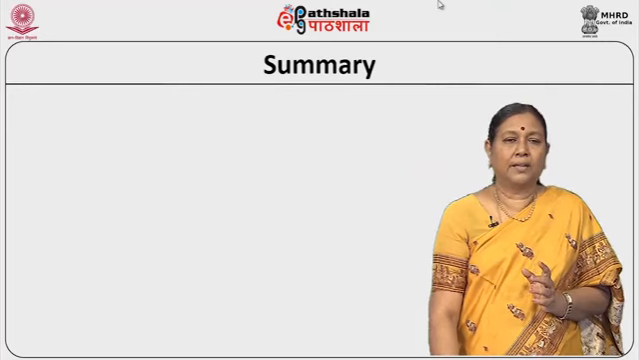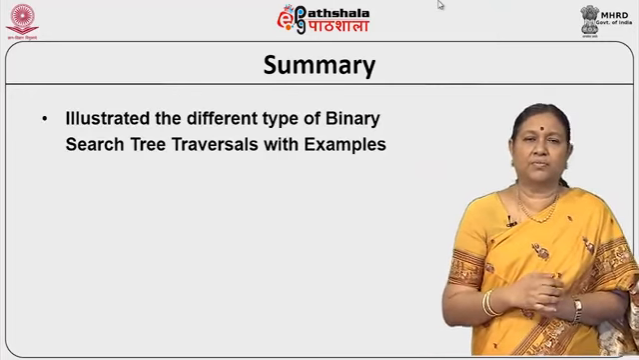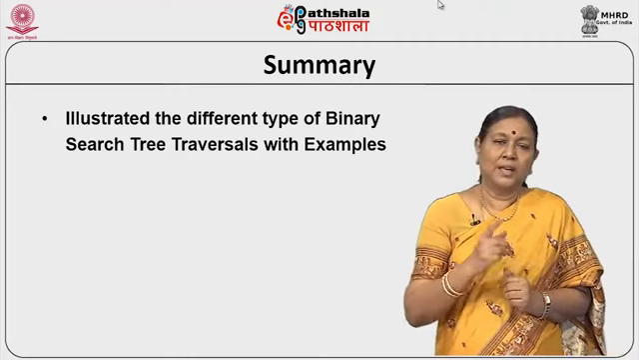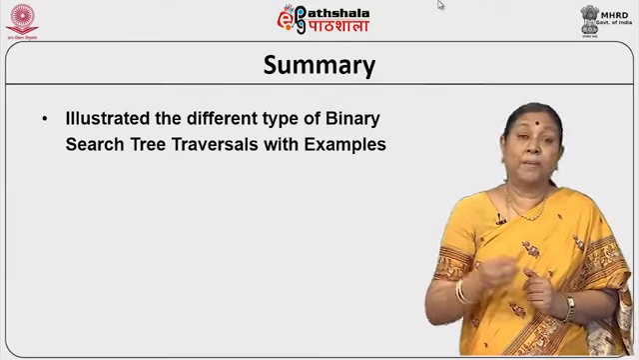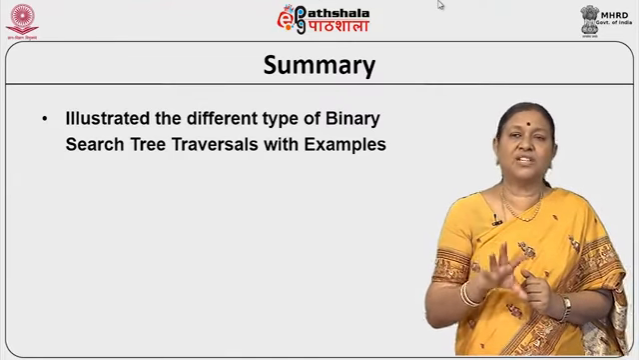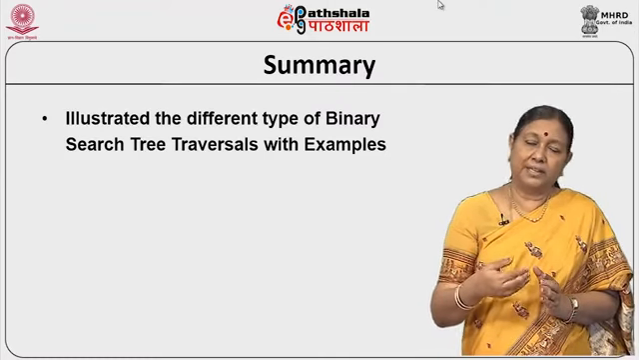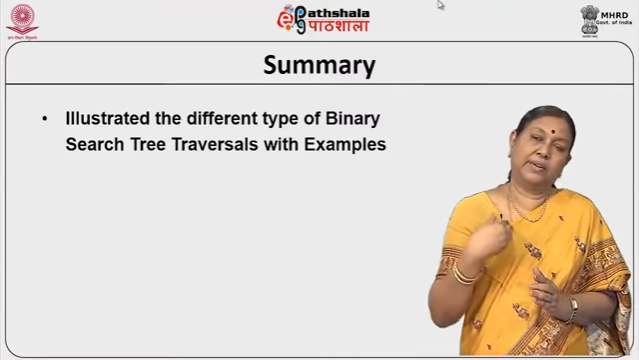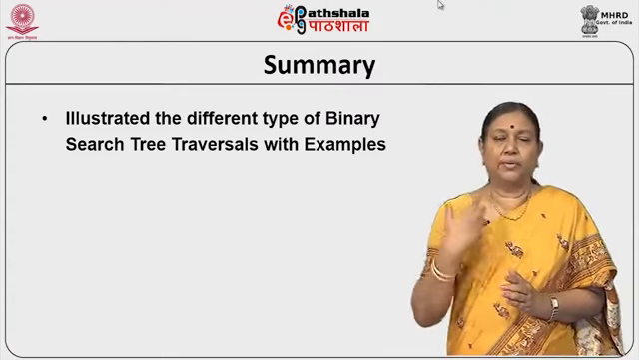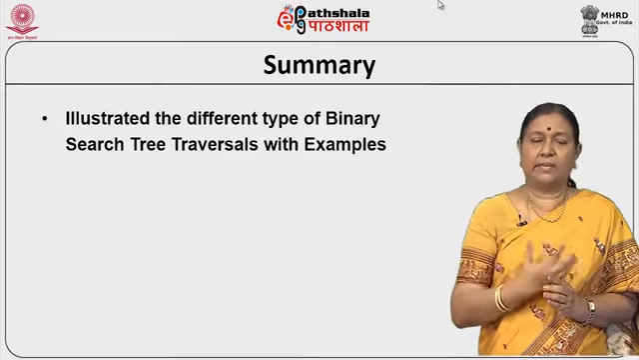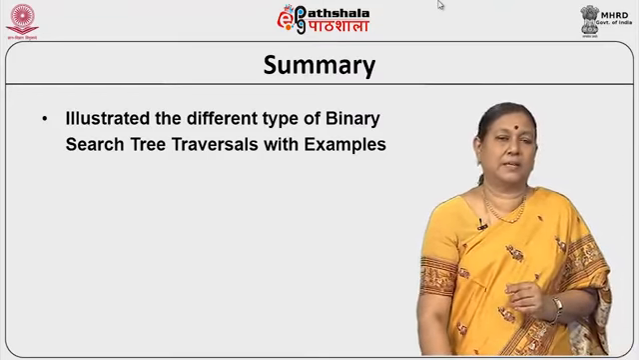So, here we have the summary of this module. We have illustrated the different types of binary search tree traversals with examples. Here we had the pre-order, post-order and in-order traversals, but in addition we had the right-left traversals. Why did we do that? If we do the normal in-order traversal, you get the elements in ascending order. When you do the right-left in-order traversal, we get the elements in descending order. For that reason, we illustrated these traversals.